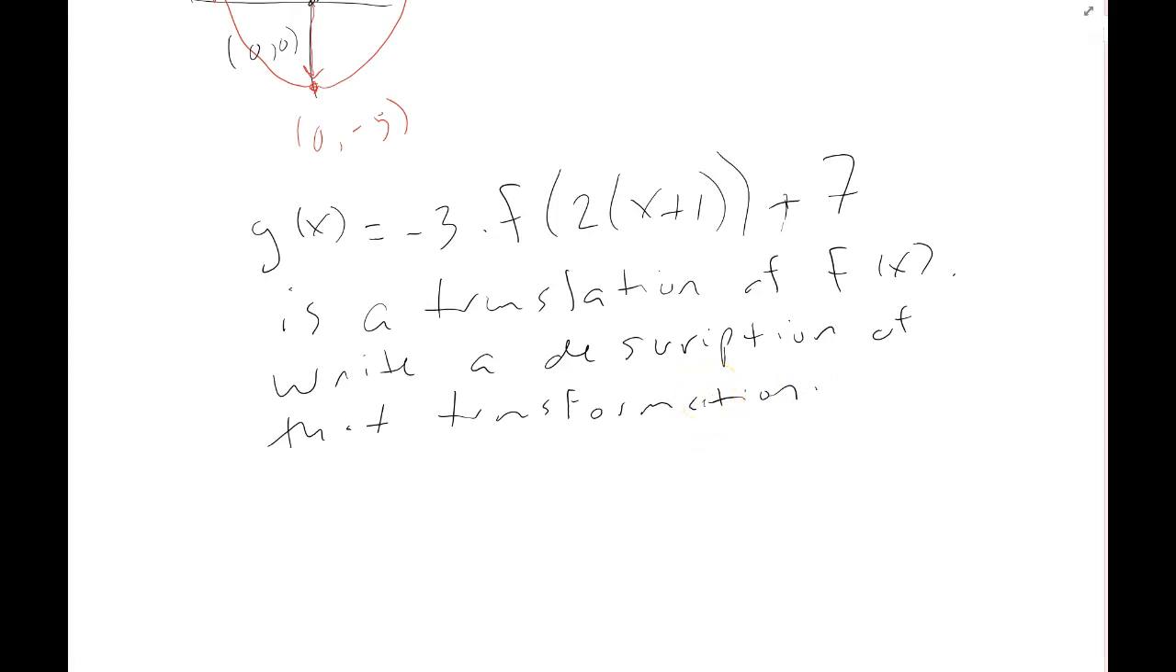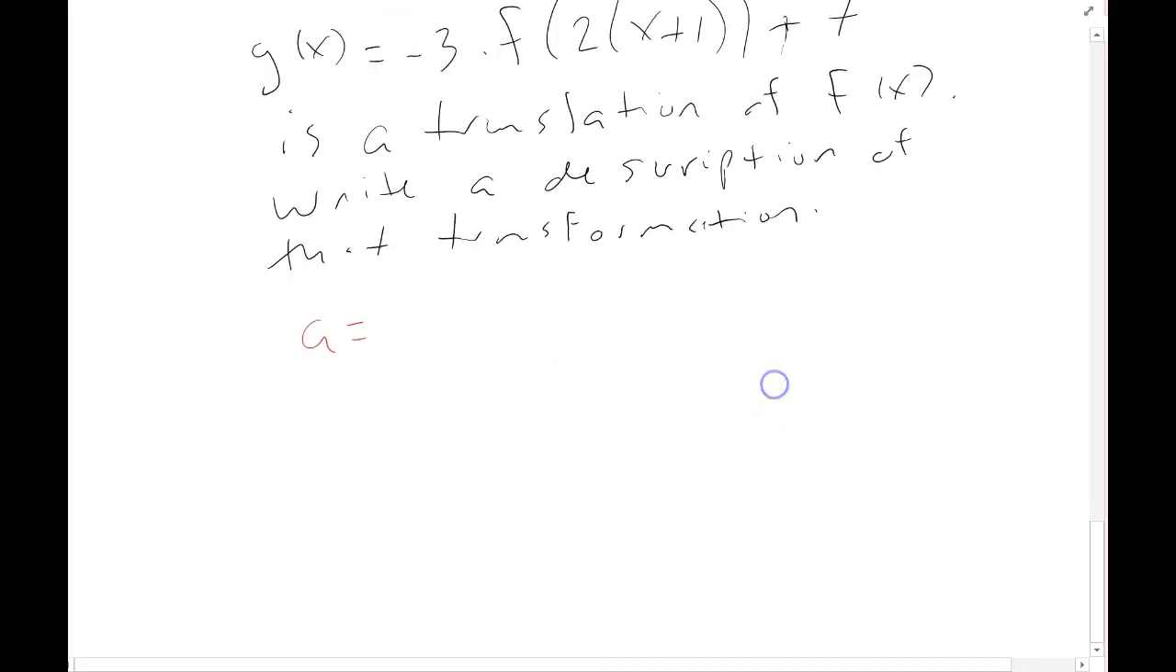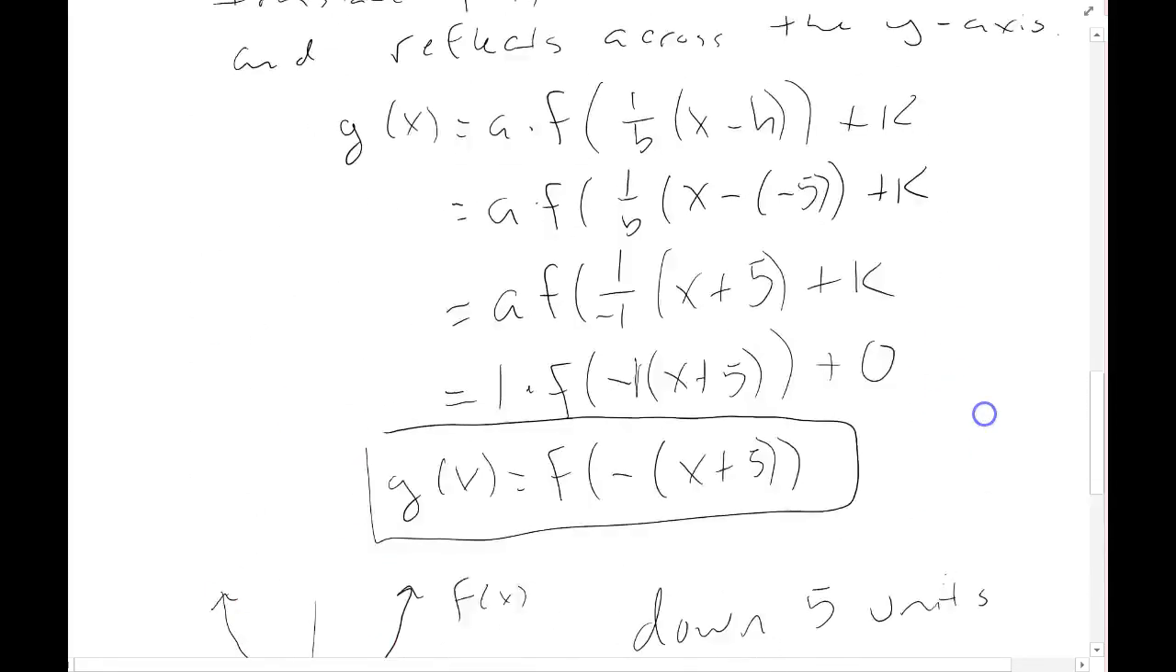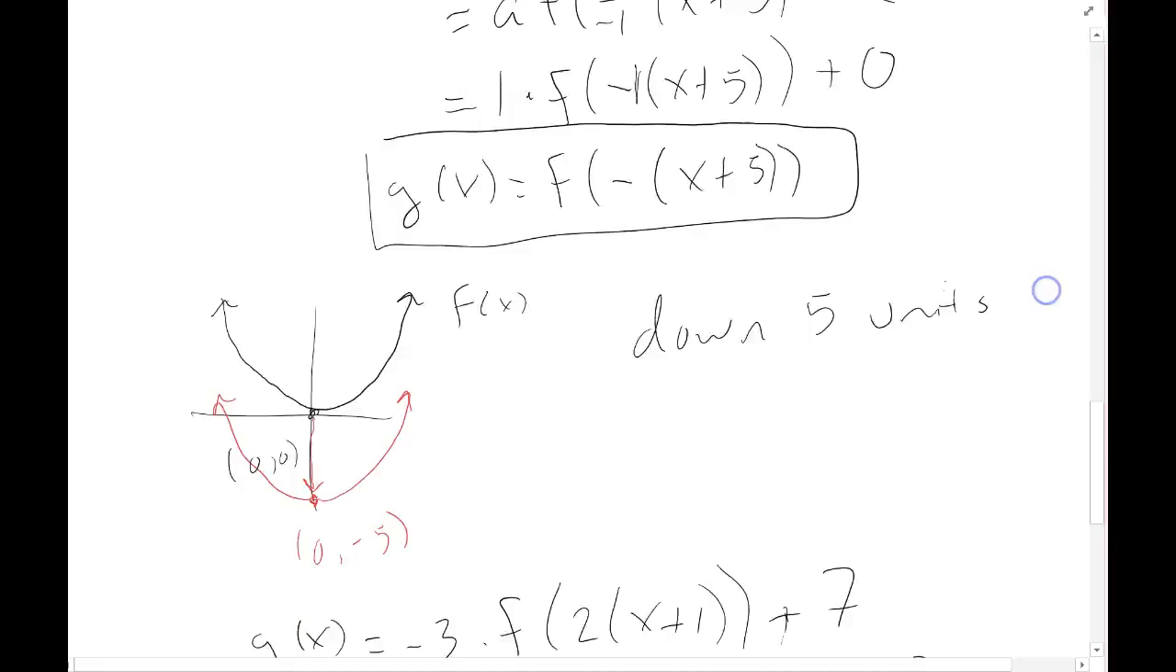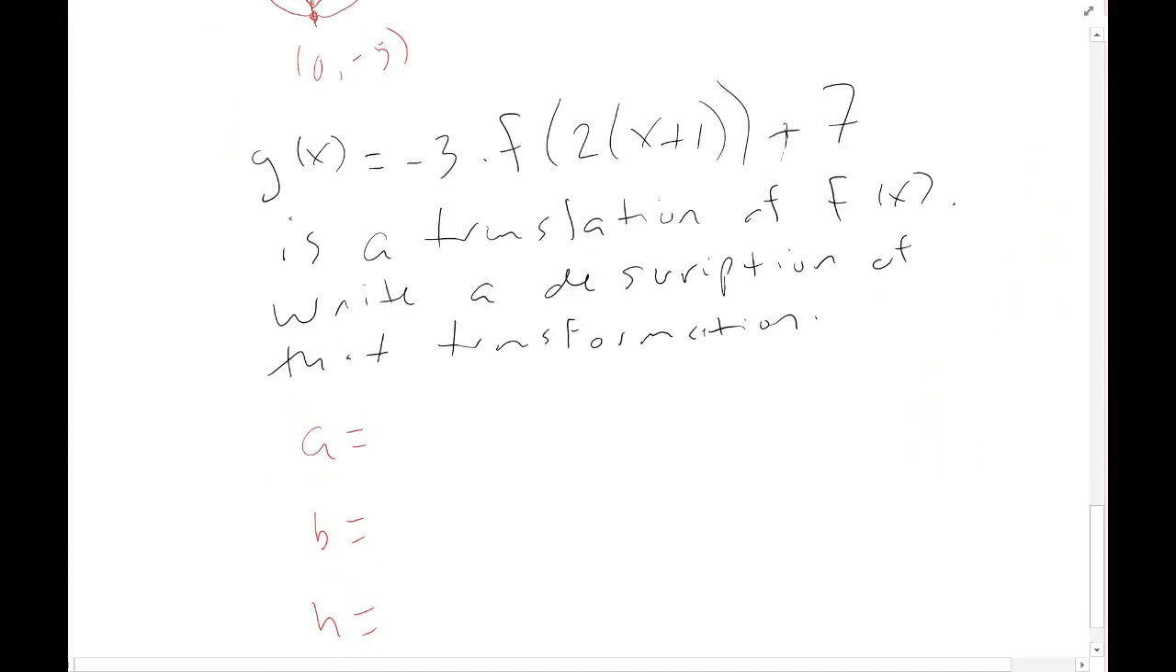So this is not too bad. What you'd want to do is start by identifying the values for A, the values for B, the value for H, and the value for K. So to do that, I'm going to go back to this information that I wrote up here that I said was very important that you should memorize. So I know that the a value is this part outside the f. B is that coefficient inside the x. H is that thing that's being subtracted from the x. And k is the thing that's added to the end. So before I get going, I'm just going to copy that down.